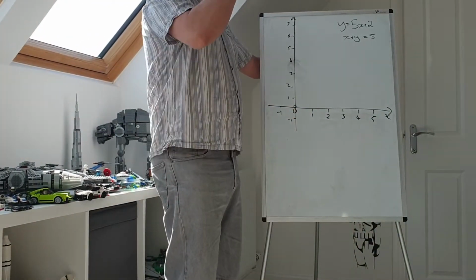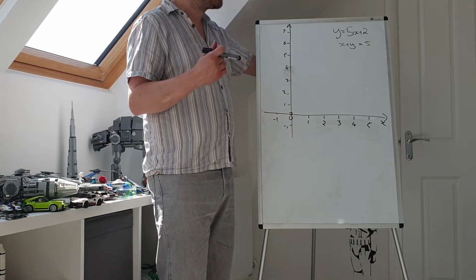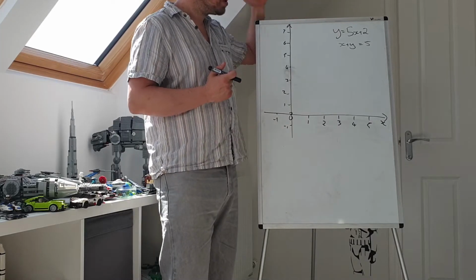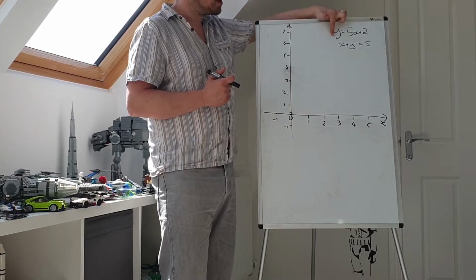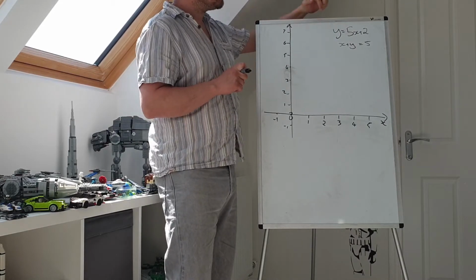Hi everyone, what we're doing today is solving simultaneous equations graphically. Now what that means, because yesterday we did it algebraically, but if we're going to solve it graphically, it means that we've got to sketch the graphs of this one and find out the point of intersection. So let's start off with this y equals 5x plus 2.